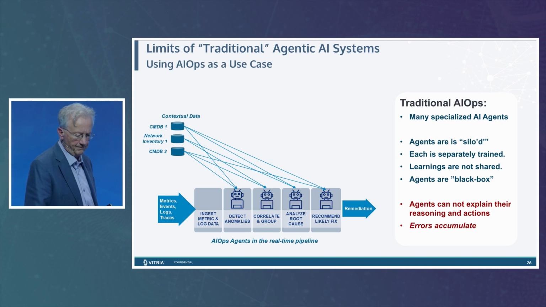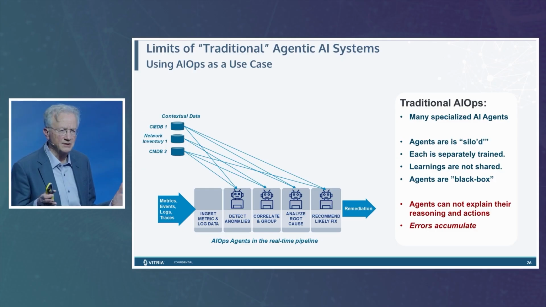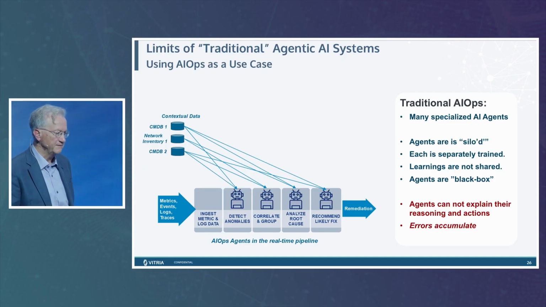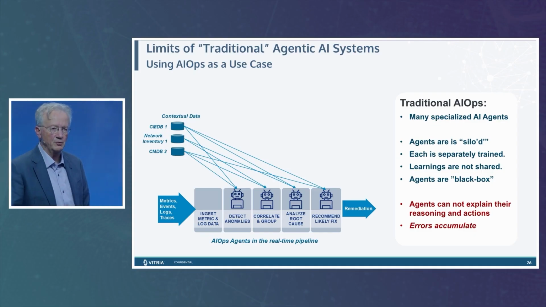Each of them is separately trained. After the training, their learnings aren't shared. So if one learns something, it can't be shared with the other ones. And they're black box. They can't explain themselves. As Susan said, they're guessing a lot of times, but you don't know. How do you know when your agent's guessing? For this, we need a better approach.